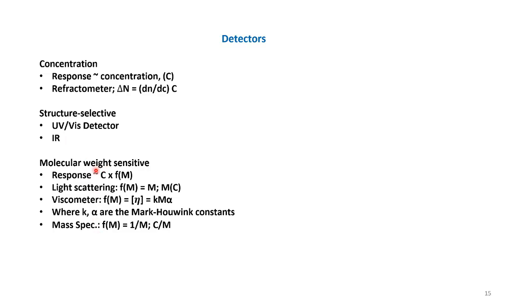Then there are some formulas by which we calculate the concentration, or viscometer, and again there are different detectors. Using these responses, such as viscosity, light scattering, or a mass spectrometer, which are also connected with the chromatography setup, the material is detected.